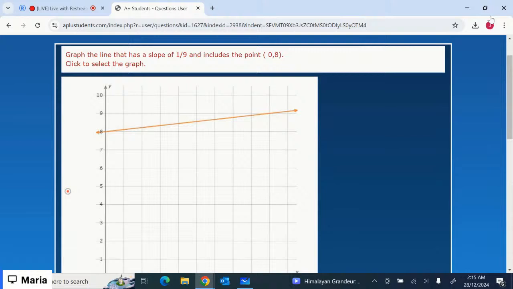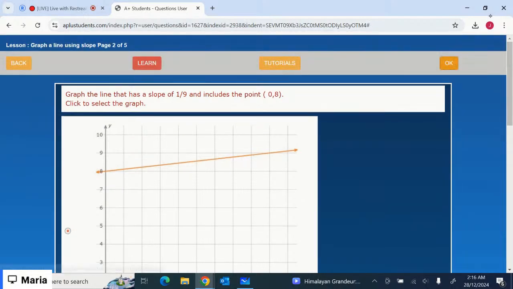That means you need to move up 1 point and 9 points right. 1, 2, 3, 4, 5, 6, 7, 8, and 9. So option number 1 is the correct option, right? That is 1 over 9.